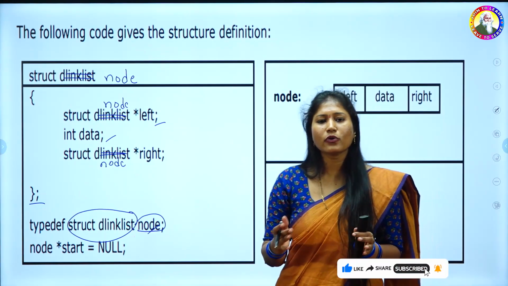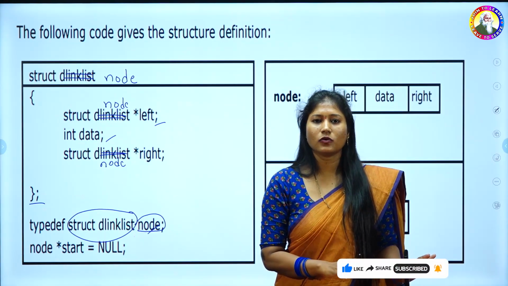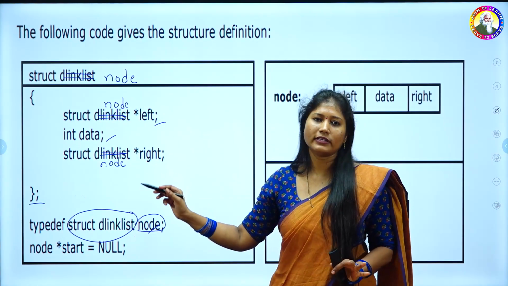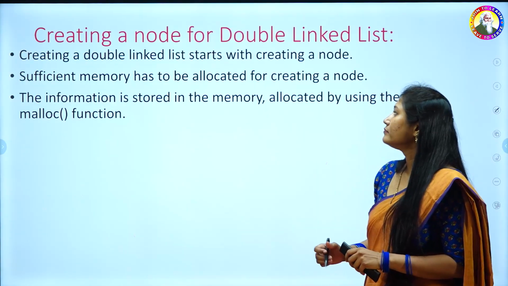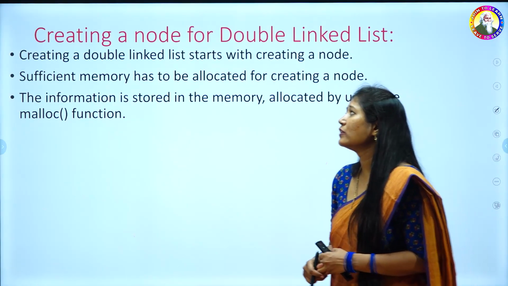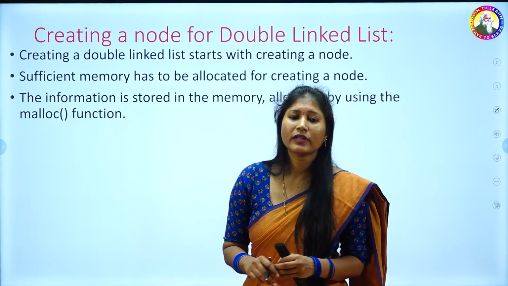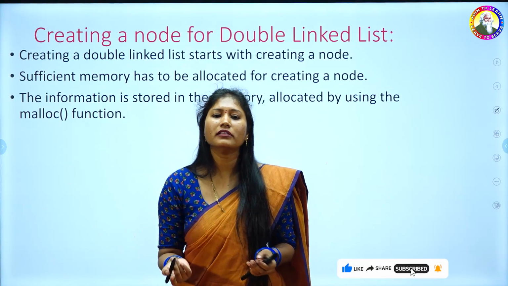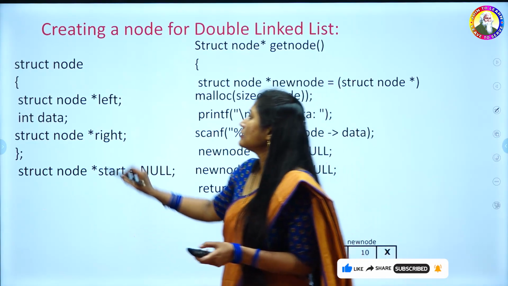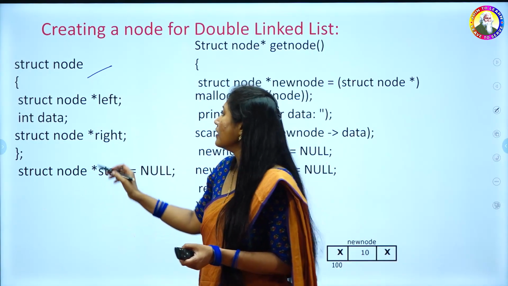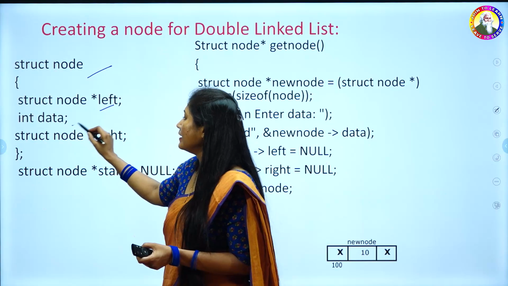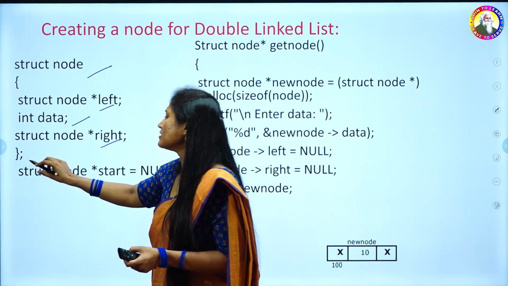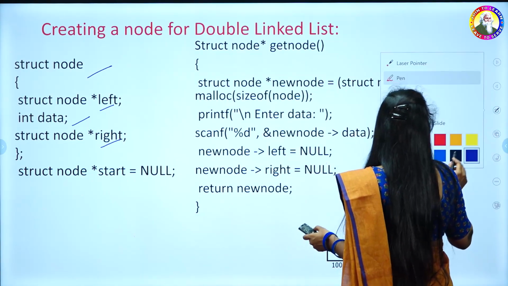In the single linked list we have seen the same structure, but there we have only one pointer, whereas here we have two pointers. Now we are going to see creating a node for a double linked list. First we need to discuss how we are going to create a node. Already we have seen this: struct node pointer left, int data, struct node pointer right, and here the semicolon. This is the general syntax. No one should make mistakes here.